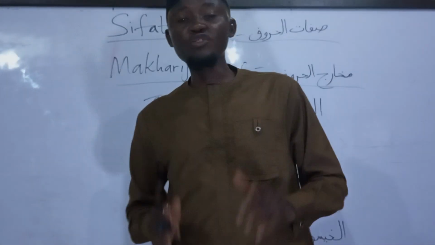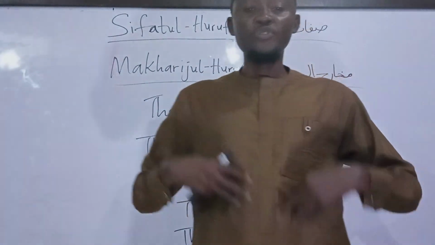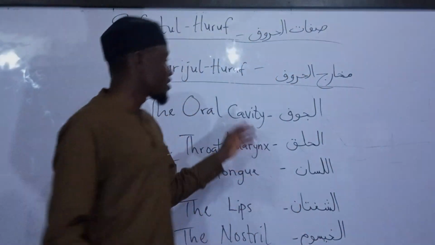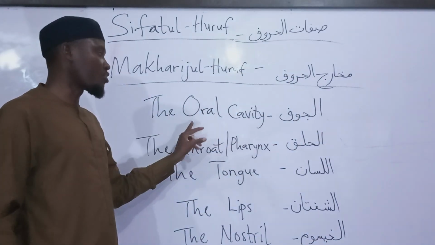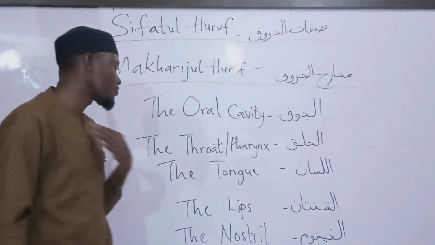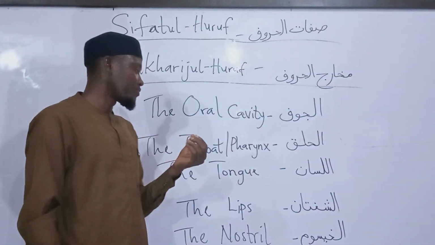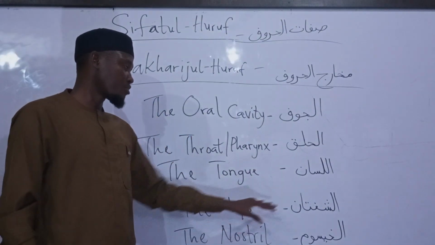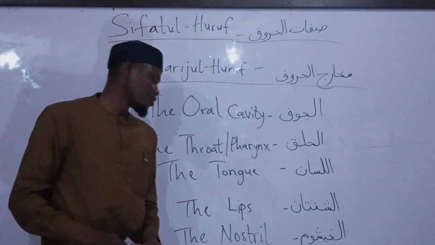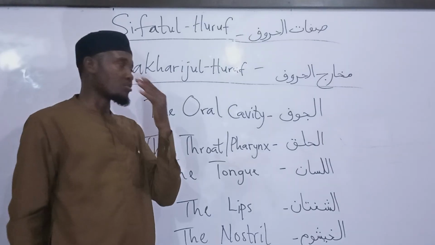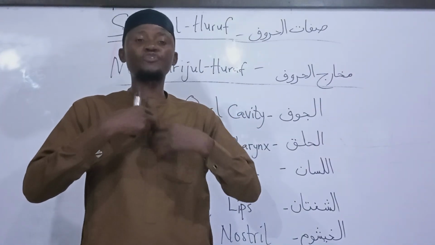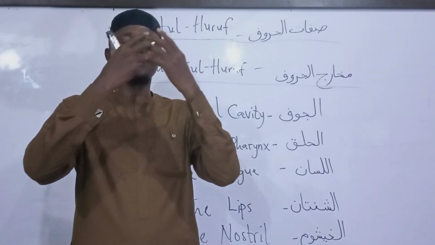Now, for the Makharij-al-Huruf, the places from which we articulate letters, there are 5. We have the oral cavity called al-jawf, the oral cavity. Then we have the halq called the throat, the pharynx. Also, the tongue is one of them. And then we have the lips, ash-shafatan, and then al-khayshum, the nostril. Now, this jawf is the hollow space from our throat up to our mouth.